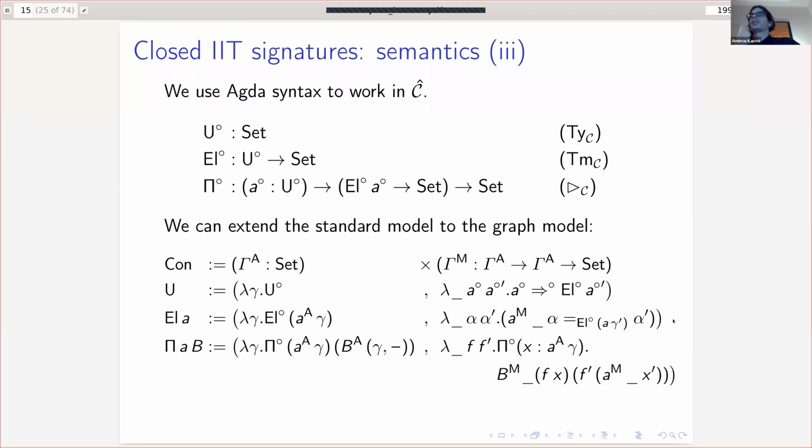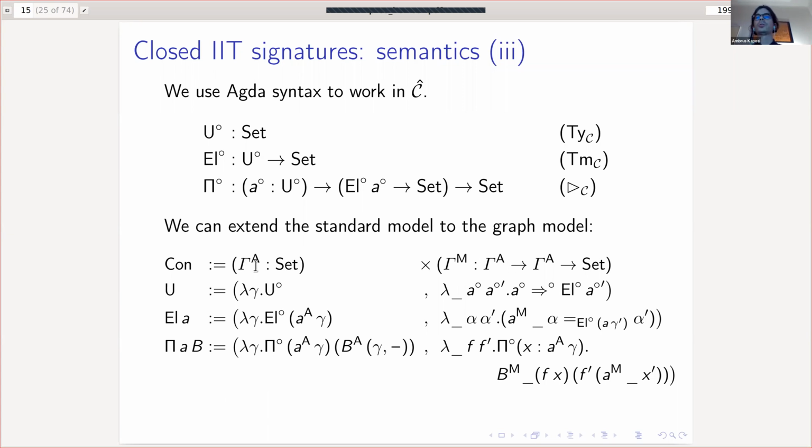So, that gives me the constructors, but I also want to talk about the recursion principle or eliminator. So we can extend the standard model to the graph model, where a context is interpreted by a set. I call it gamma A, because these are algebras. So if gamma is the signature for natural numbers, then gamma A will be the natural number algebras, and gamma M will be natural number morphisms. You will see it on the next slide.